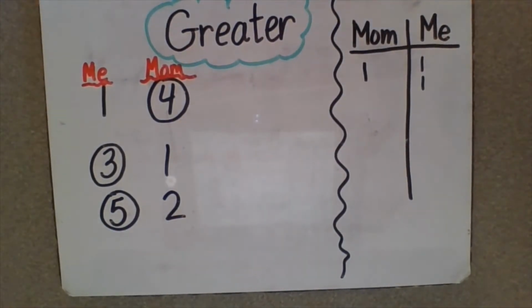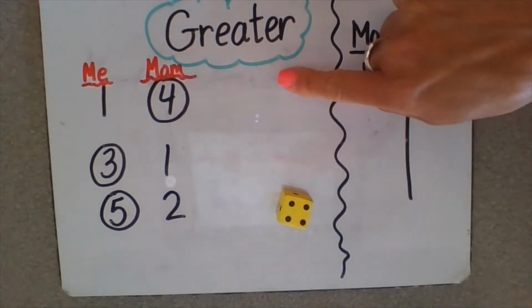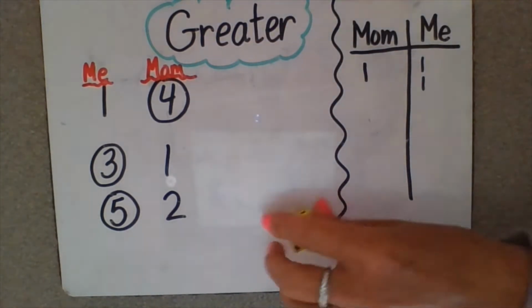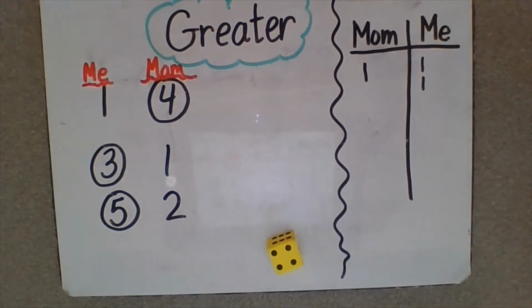Hello, today we're going to play a comparison game using one die. In this game, whoever rolls the greater number would win the round. So for example, a child can roll the die 3, and a partner would roll the die 4. Which number is greater, 3 or 4? And in this situation, 4 is the greater number. So whoever rolled the 4 would win that round.